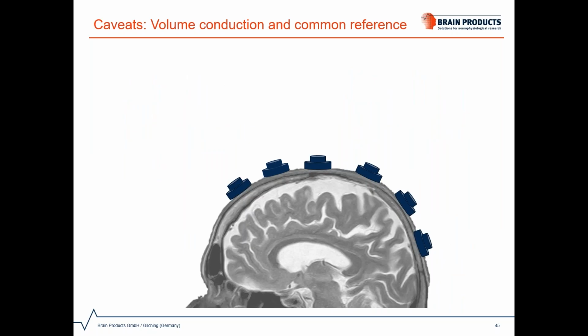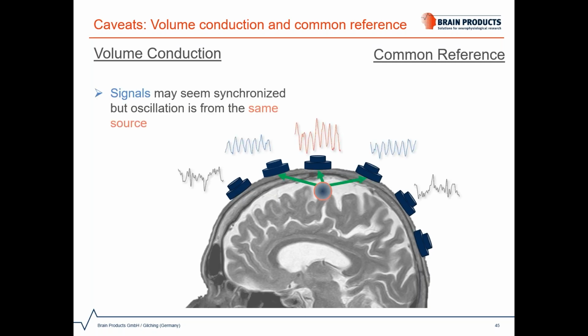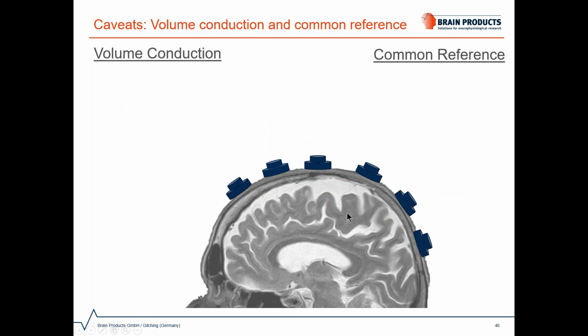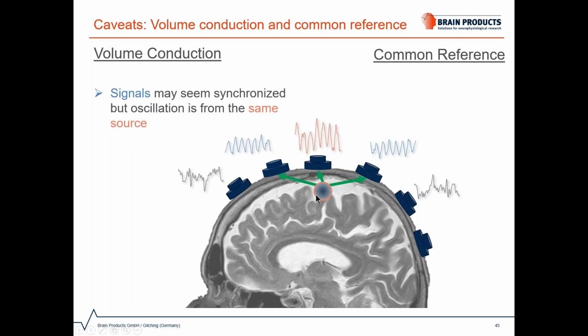Before having a final summary, I would like to revisit the most important caveats that we encounter in a connectivity analysis: the problem of volume conduction and the common reference. Volume conduction is a problem for connectivity because we may observe synchrony between channels, here in blue, that reflect the same oscillation emitted by a single source, which is picked up then by both sensors.